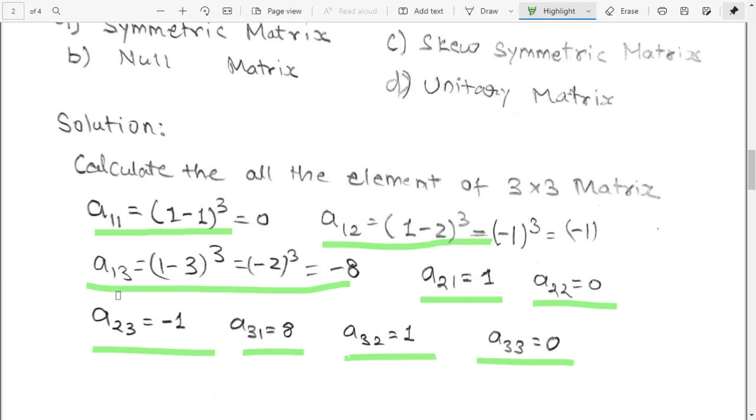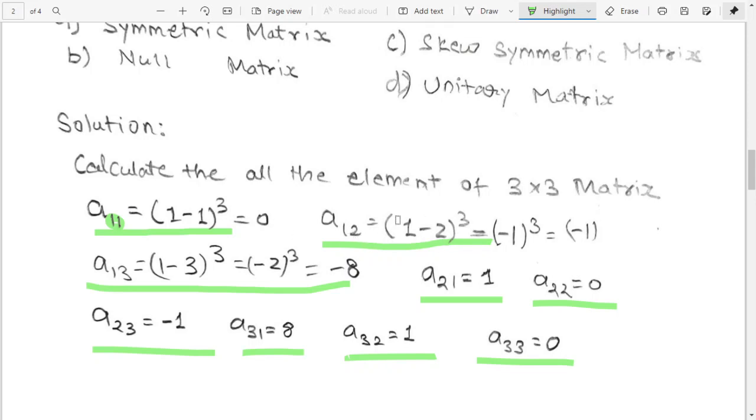To calculate all the elements of a 3 by 3 matrix, basically you need to calculate a11, a12, a13, similarly a21, a22, a23, a31, a32, a33. So the i and j values vary based on the element which you want to find out. Initially for a11, i equal to 1, j equal to 1. If you put (i minus j) cubed, like (1 minus 1) power 3, 1 minus 1 is equal to 0. So a11, the first element of the 3 by 3 matrix, is 0.